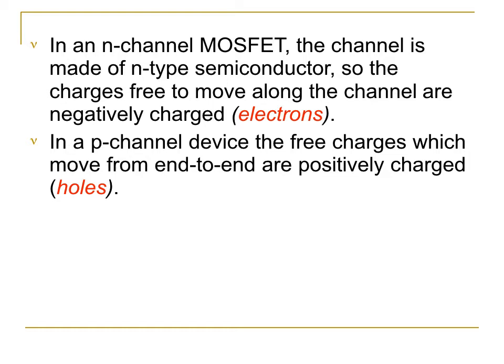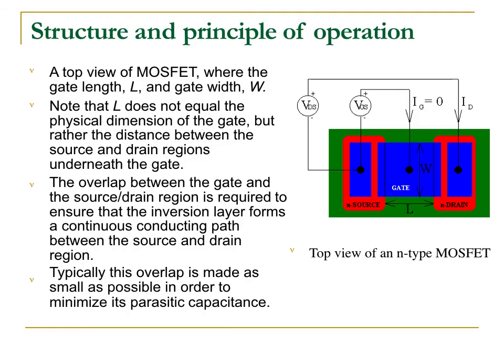One more thing, the basic difference between the n-type MOSFET and the p-type MOSFET is the carriers that are moving. For example, in n-type it will be electrons, and in p-type we know that it's the holes. This is another very prominent and basic difference between them. Next we'll look into the structure, principle and operation of these MOSFET devices.